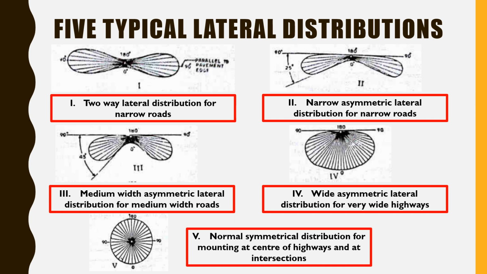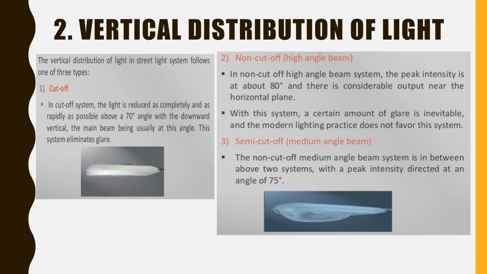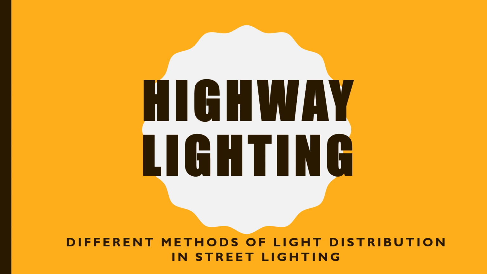Now this completes the lateral distribution, the vertical distribution, and the glare, which are the 3 types of distribution of light. Hope students you have understood this. So please complete today's assignment and submit it on time. Thank you.